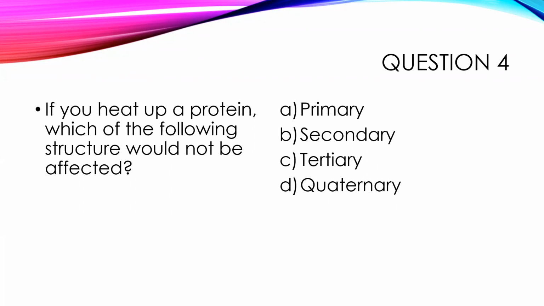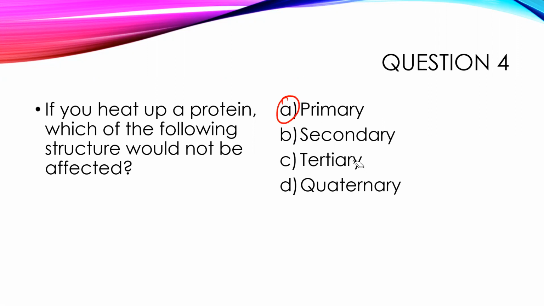Okay, I'm going to end the poll just because we're a little bit tight on time. The correct answer is primary. Okay, remember the primary structure is the order of amino acids, right? And they're connected together through covalent bonds. Okay, you cannot break covalent bonds with heat, right? So the answer is A.